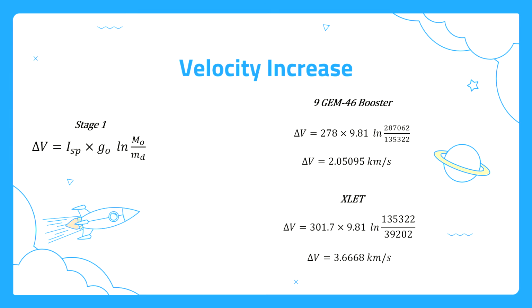So at liftoff, the Delta 2 rocket will be burning two things. The first is the 9 GEM46 booster, and the second is XLET. Each of these things is giving the rocket, or the spacecraft, an increase of velocity. For the case of the GEM booster, the increase of velocity is 2.05, while for the XLET, the increase of velocity is about 3.668. It's calculated using the Tsiolkovsky equation provided right here.